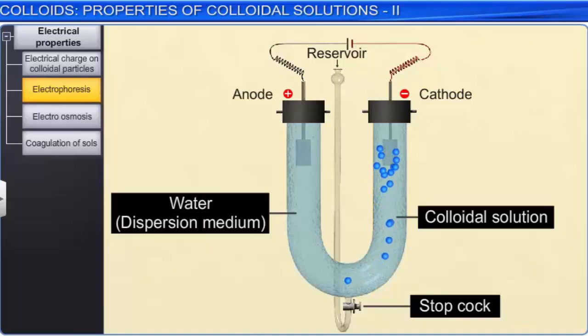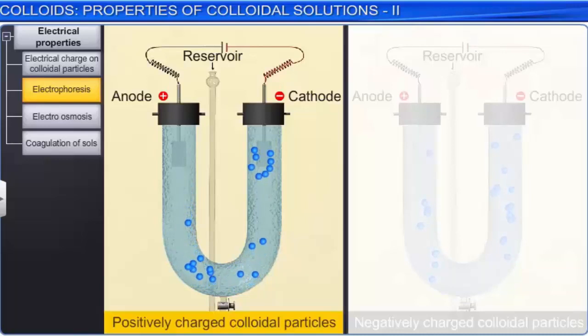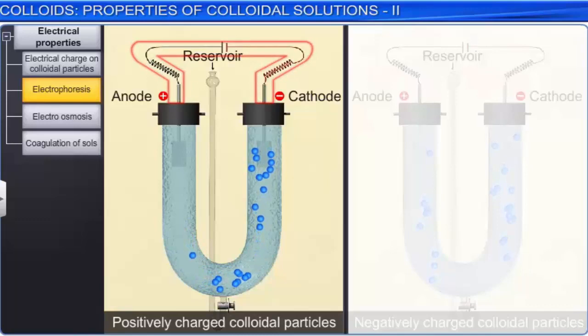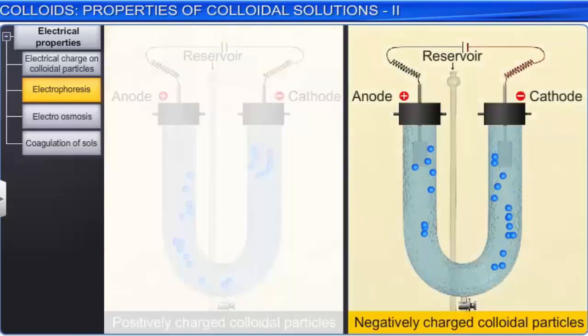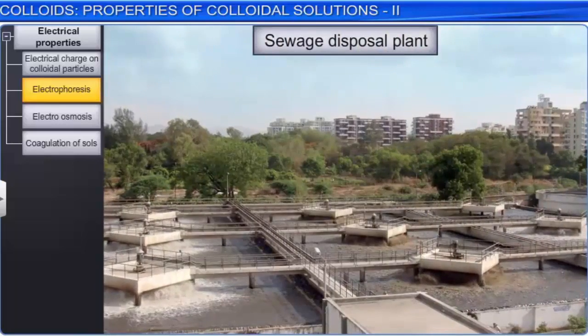The direction of movement of colloidal particles towards a particular electrode is governed by the nature of the charge on them. If the colloidal particles carry a positive charge, then they move towards the cathode when subjected to an electrical field, while negatively charged colloidal particles move towards the anode. An important application of electrophoresis is in sewage disposal.